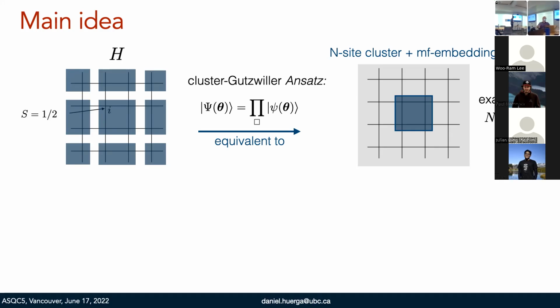Now, this method has an exact limit, which is obviously when our cluster is increasing with increasing size, so in the n infinite limit. But obviously, we cannot get this exact limit. We are limited by classical resources to around 30 spins or 30 qubits due to memory.